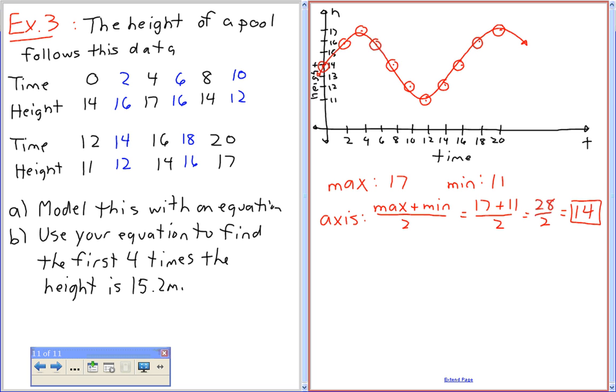All right, Kayla, I also want you to be brave and try to get the amplitude for me, please. Very good. So it's going to be max minus min over 2, which is 17 minus 11 over 2, which happens to be 6 over 2, which happens to be 3. Okay? So again, just the same stuff. Once you know how to do this, it's all the same.